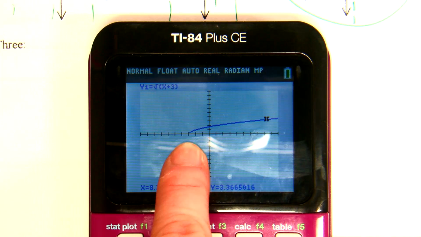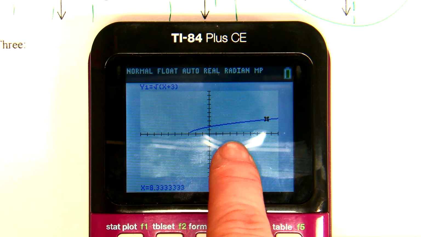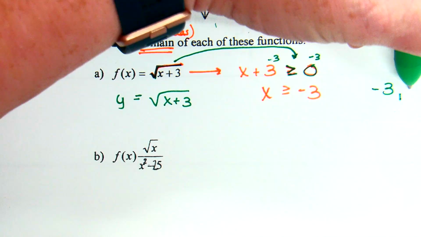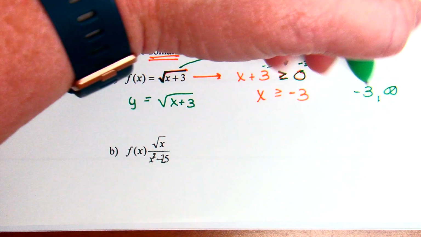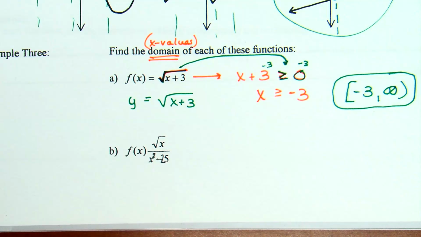If my graph starts at -3, and how far do we go in the x values? Infinity, right? So in interval notation, this is -3 to infinity. Bracket or parenthesis on -3? Bracket. Because can -3 be included? Yes, -3 plus 3 is 0, square root of 0, that can be included. And then infinities always use parentheses.